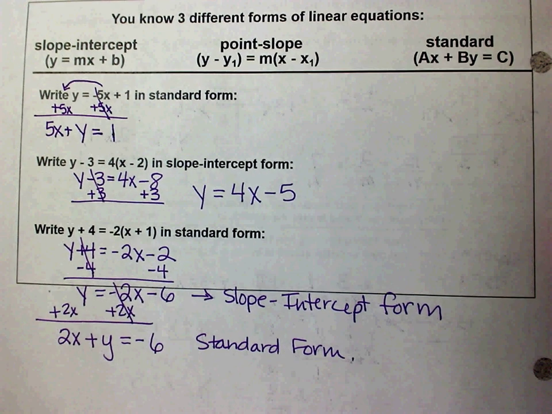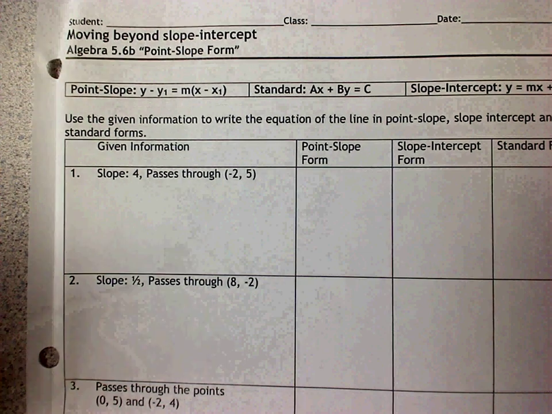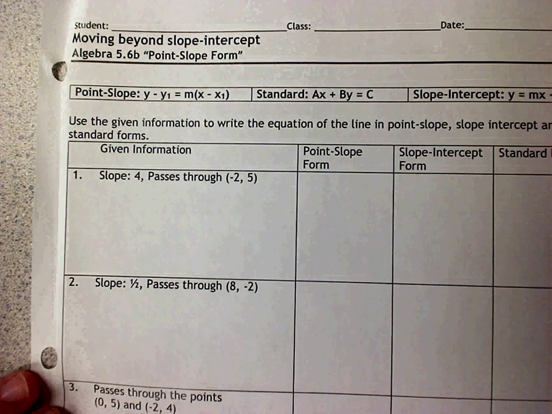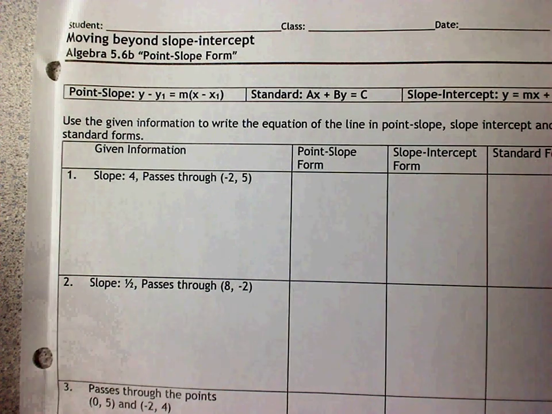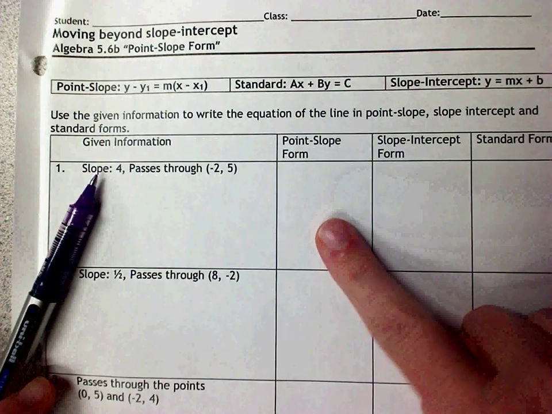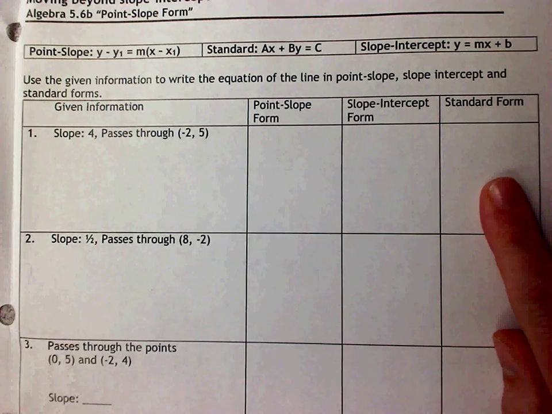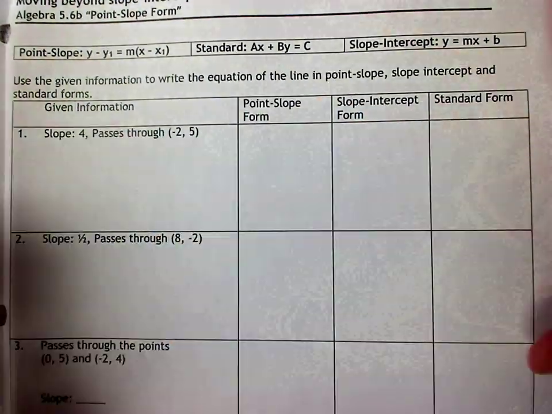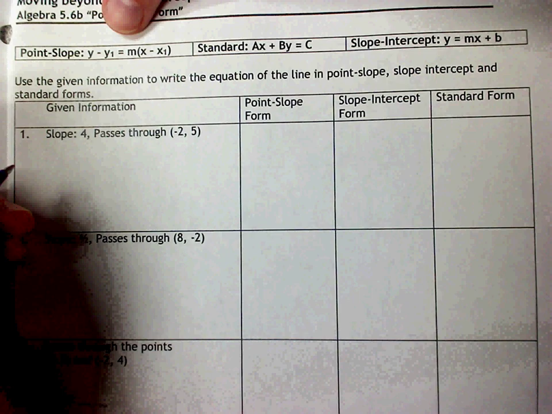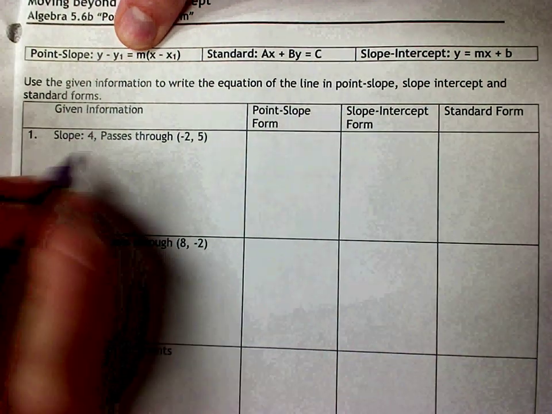Okay, here is your worksheet. Okay, so they want you to use the given information and put it in point-slope form, slope-intercept form, and then standard form. Alright, here we go. So here is your point-slope form is given to you up here. Alright, I'm going to write point-slope form right here.